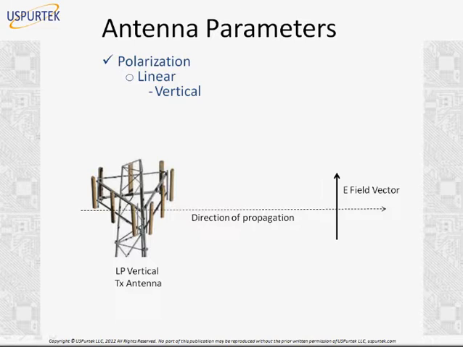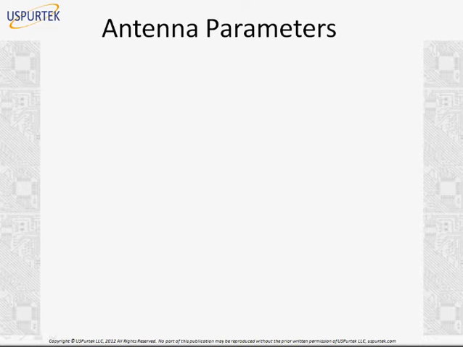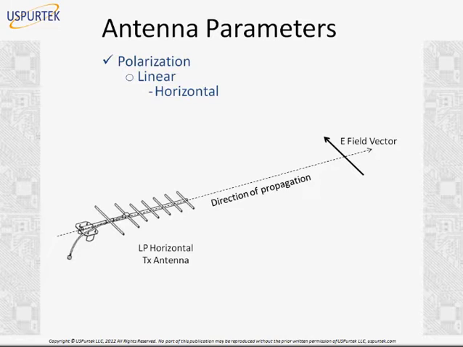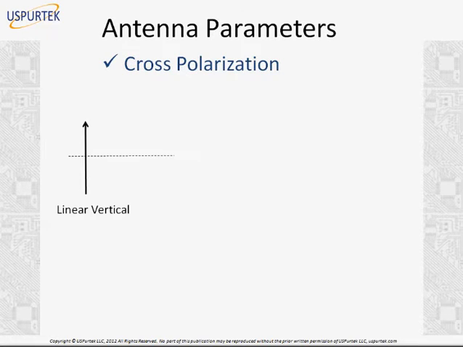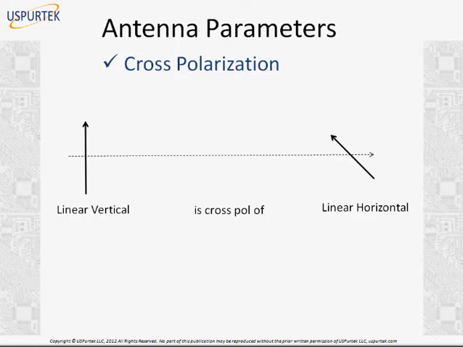So all the base station antennas and the handset antennas typically have vertical polarization. And then we could also have horizontal polarization, where the antennas used for TV reception or even for some VHF and UHF reception typically have horizontal polarization. And then we need to understand cross polarization. A linear vertical is the cross pole of a linear horizontal. This is a typical term used by professionals: this antenna is a cross pole of the other one, which is horizontal.